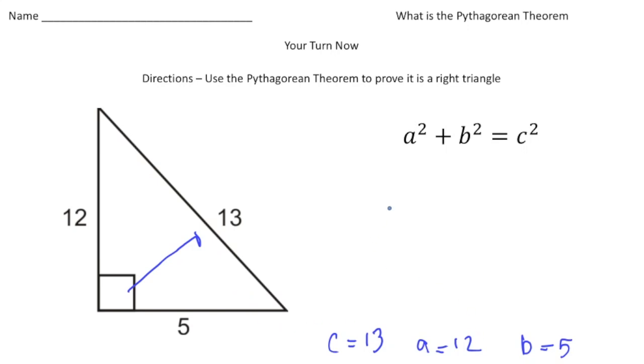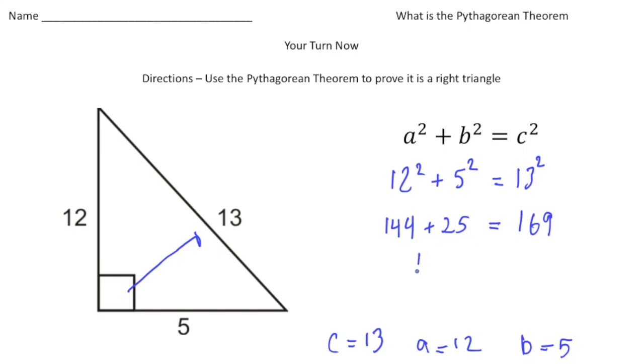Alright, so let's plug it in and make sure it works. So if A is 12, so 12 squared plus, if B is 5, 5 squared, that has to equal 13 squared. Alright, 12 squared is 144, plus 5 squared is 25, and 13 squared, well 13 times 13 is 169. And when I add 144 and 25, I get 169. And because 169 equals 169, I know that a squared plus b squared equals c squared. Thus, this is definitely a right triangle.